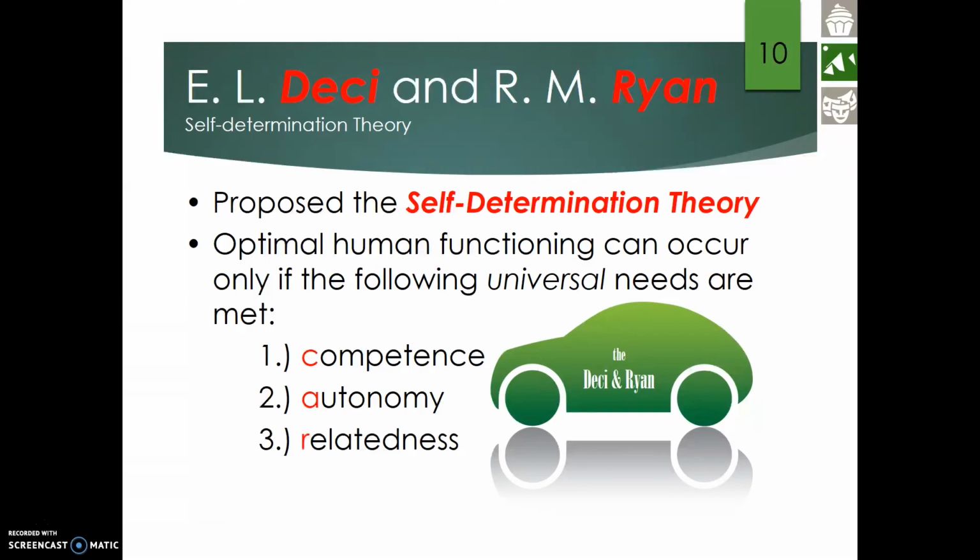Because DC and Ryan said, Maslow, I like what you're doing, bro. Really good idea with the hierarchy of needs, but guess what? I think it could be a little bit easier. So they proposed a self-determination theory, and instead of having this tiered system that we have in Maslow's hierarchy of needs, they said all you need to be the most ultimate person are these three items.